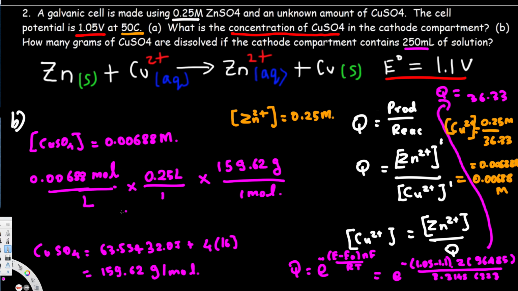And now let's cancel the units. Liter cancels, mole cancels, finally we will end up with gram. And if you calculate this one, that's going to give you 0.2745 grams of CuSO4, and that's going to be the final answer.